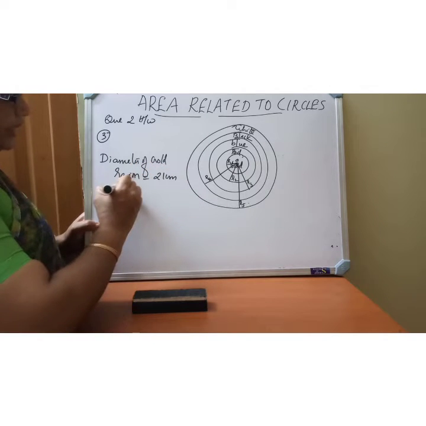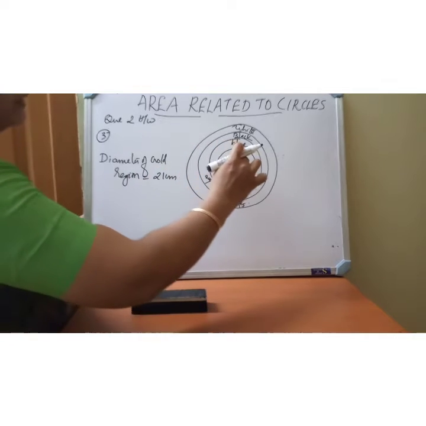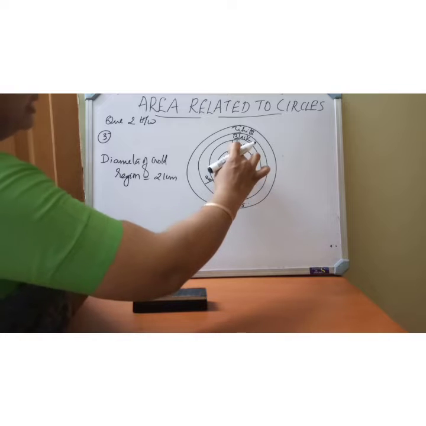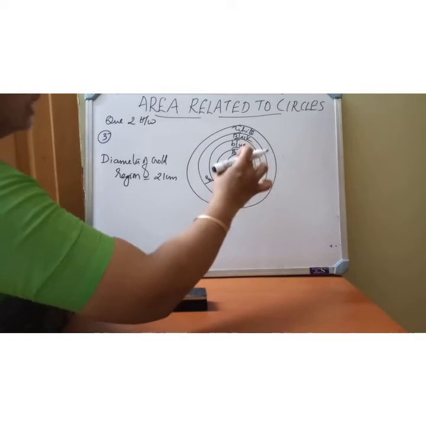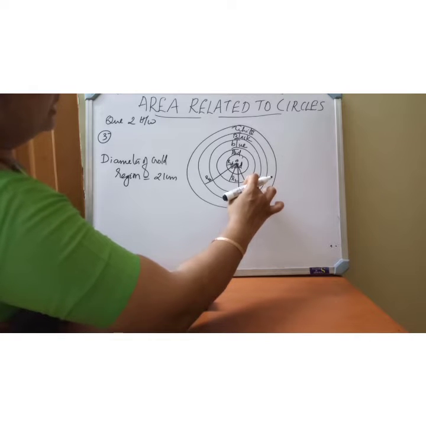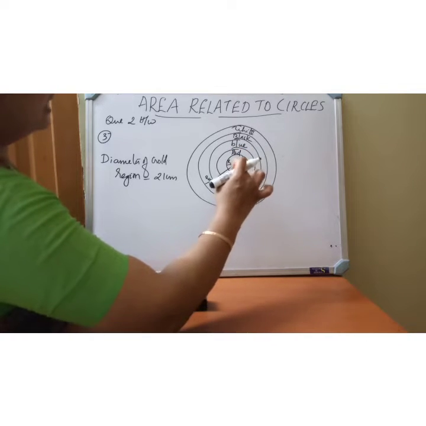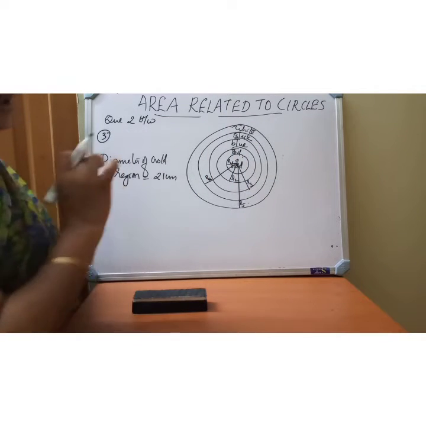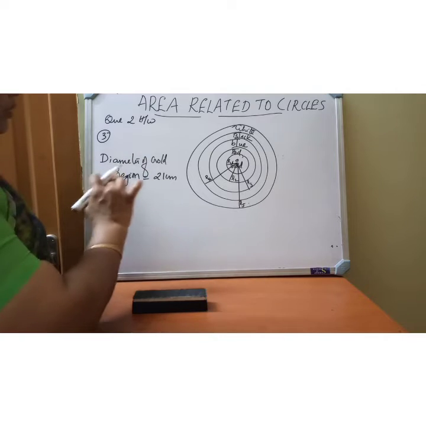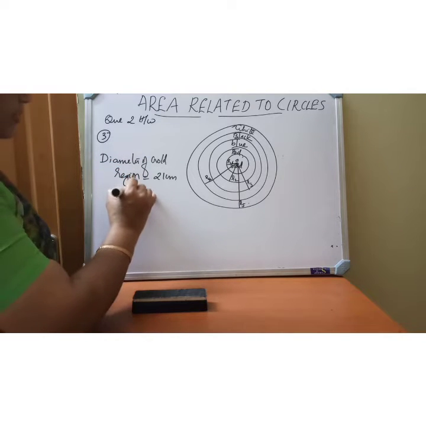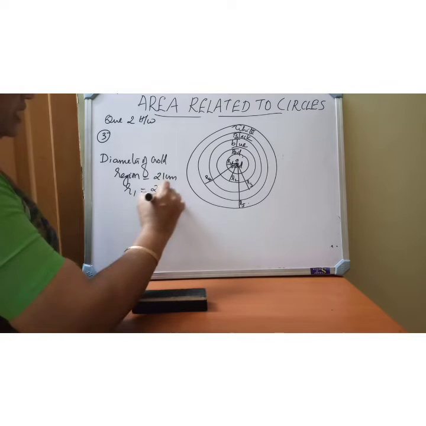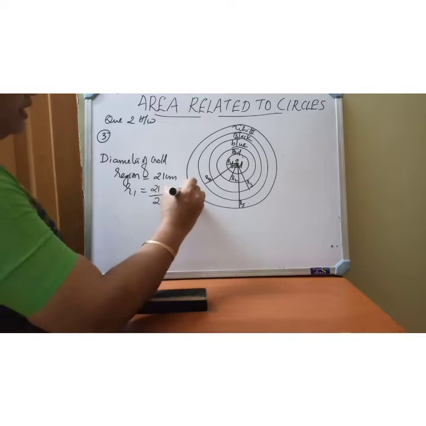So what about the radius? I am considering each region's radius as follows: gold region R1, then center to the red region R2, center to the blue region R3, center to the black region R4, and center to the white region R5. So the diameter of the gold region is 21. Let R1 be the radius of the gold region. So what will be the radius? Diameter divided by 2, that is 10.5 centimeter.